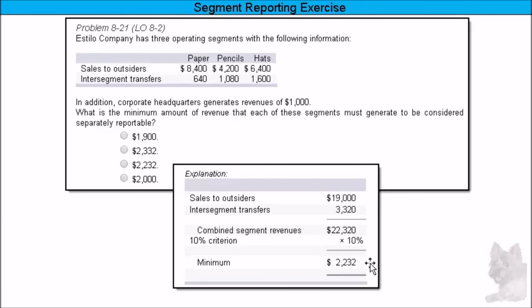10% of 22,320 is $2,232, and so we would know that the second option is the best choice, and that's the correct answer to this segment reporting exercise.